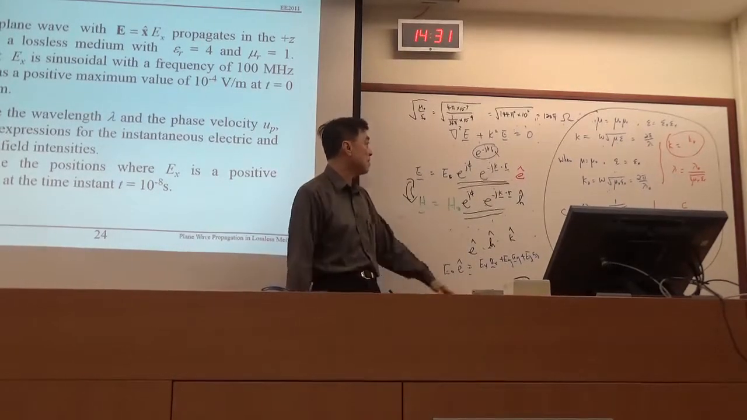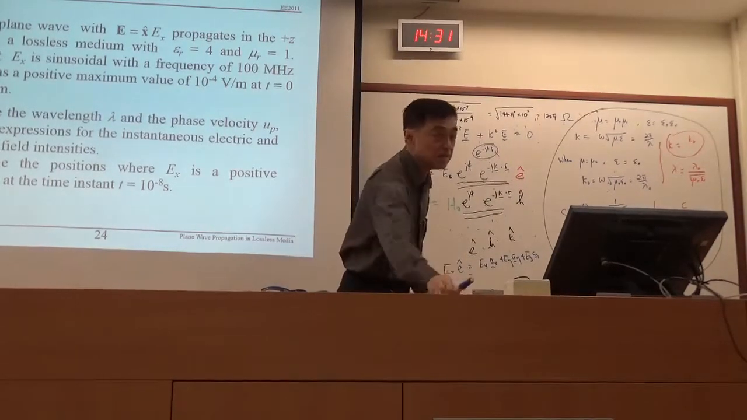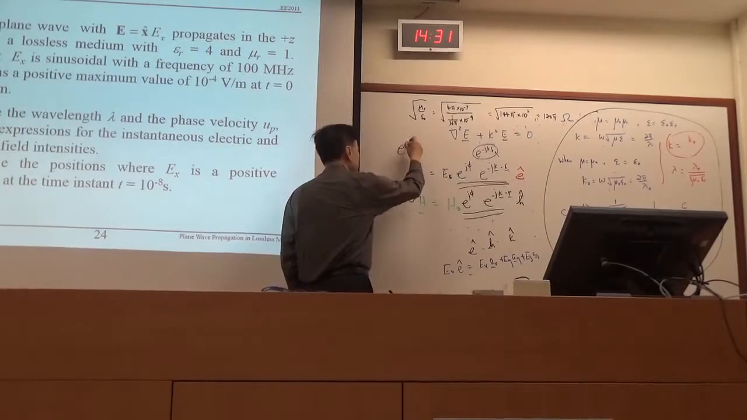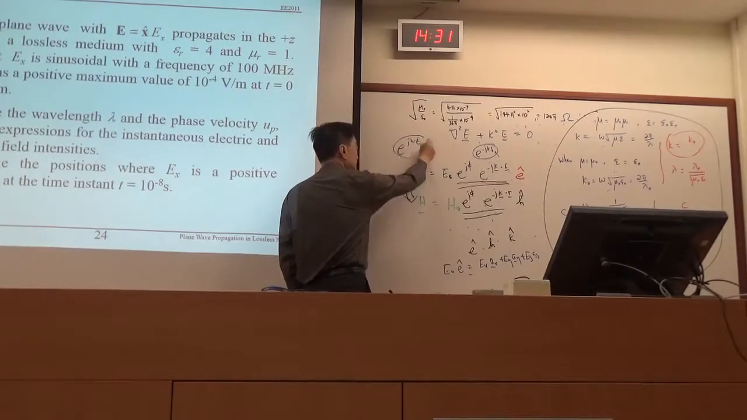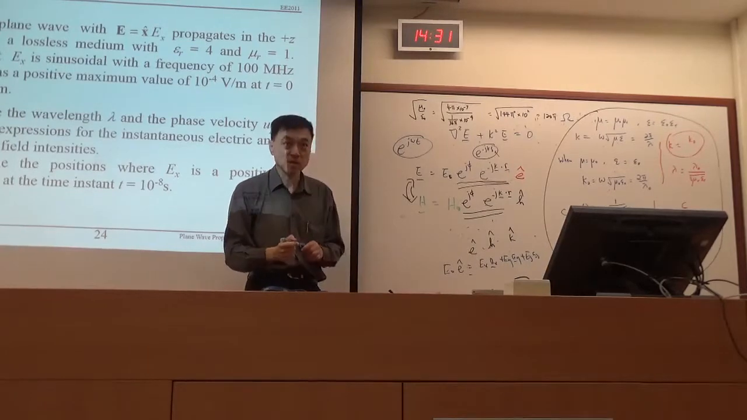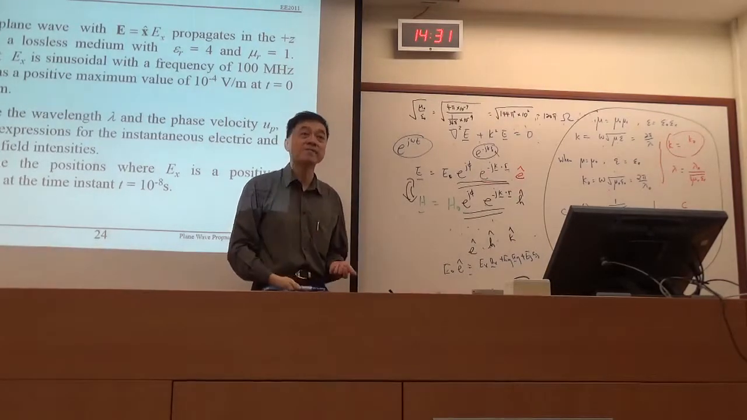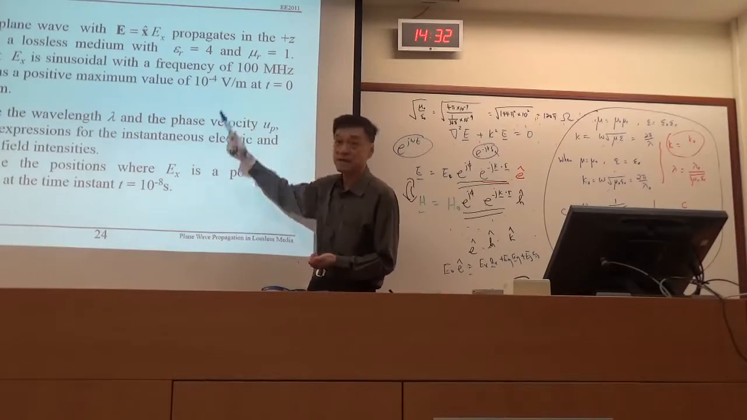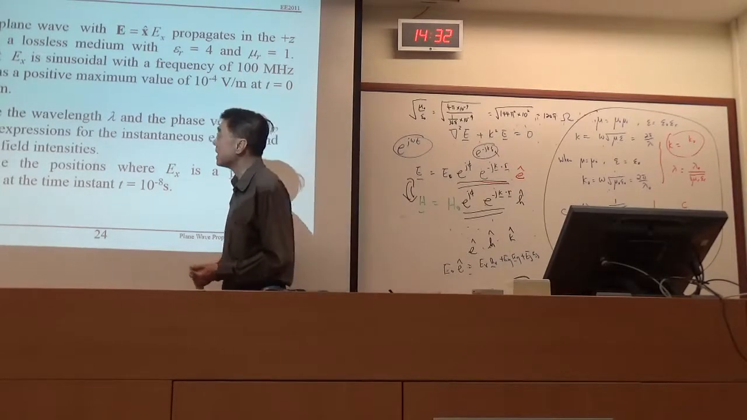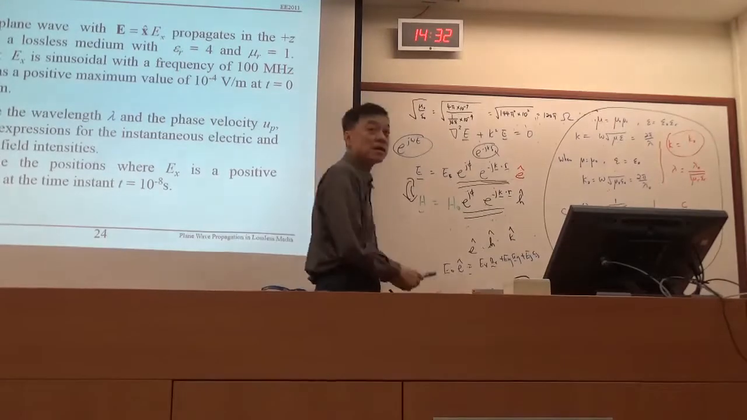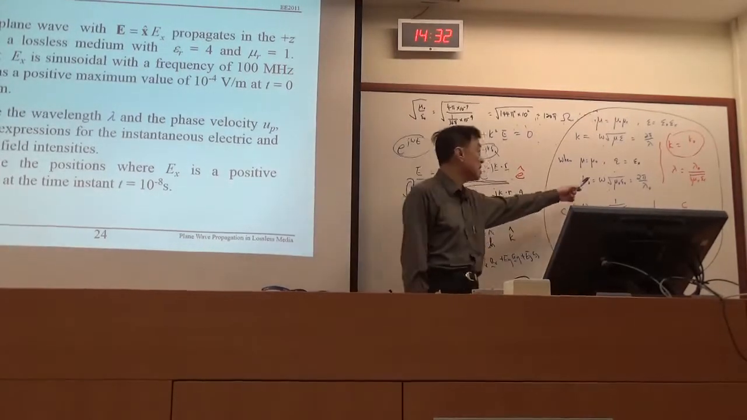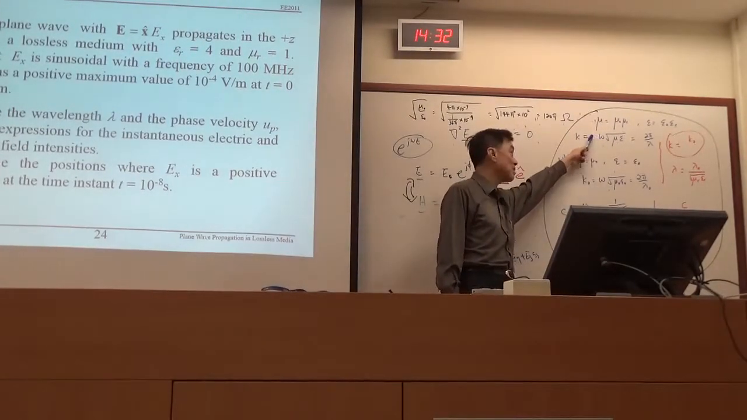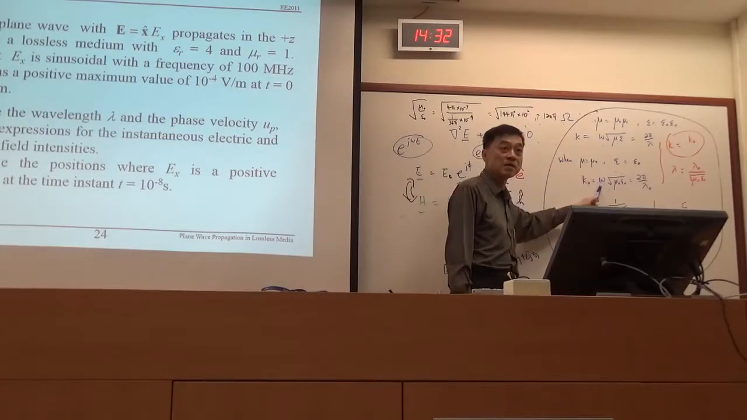100 megahertz, that means omega. Remember, e to the j omega t, that which we understood. Omega is equal to 2 pi f, so it's equal to 2 pi times 100 megahertz. Okay, and then it has an omega. Omega is needed here, alright? If you want to know why omega is needed here, remember, omega is needed here.